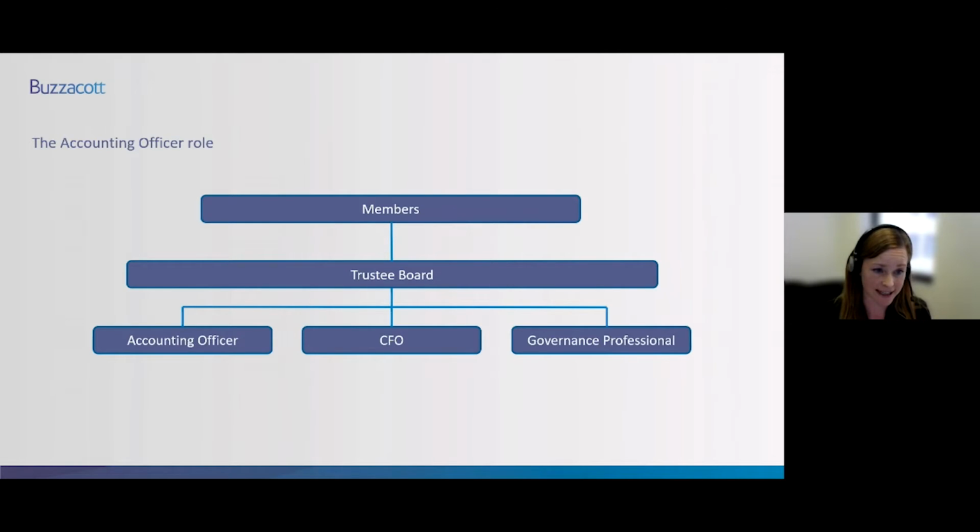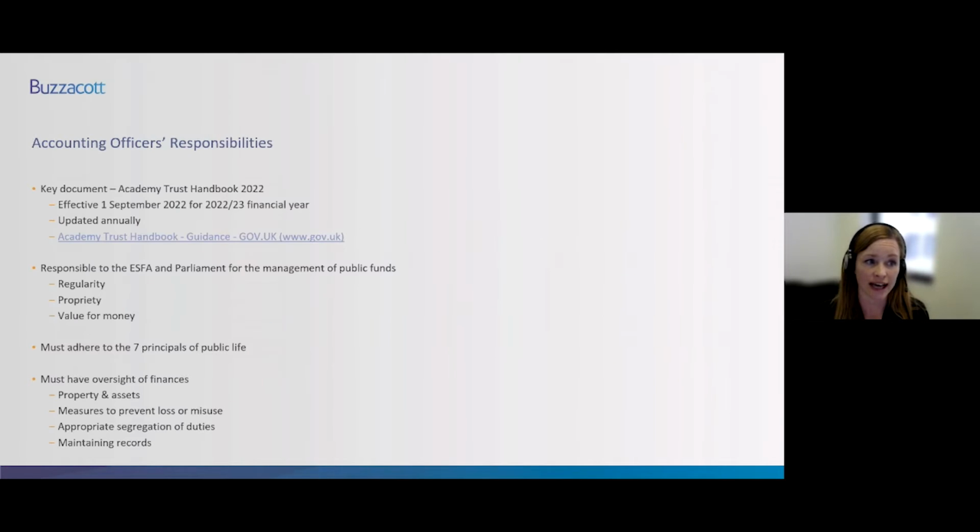So moving on to my second slide, what are the accounting officer's responsibilities? There's a range of guidance and regulation pertaining to academy trusts. The key document for this course today is the ESFA's Academy Trust Handbook. This is updated annually. The most recent version is the Academy Trust Handbook 2022, which is effective from the 1st of September 2022 for the 22-23 financial and academic year.